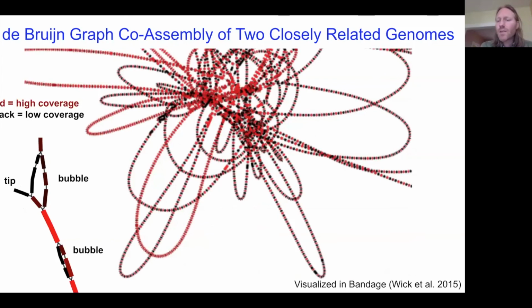So here's some examples of what you might expect from the de Bruijn graph visualization. And I'll lead a tutorial on this using the program called Bandage, probably next week. So if you're interested in this, come check that out. But what this is showing is an assembly of two very closely related genomes. So these are essentially different strains of the same species that have an average nucleotide identity of about 97%.